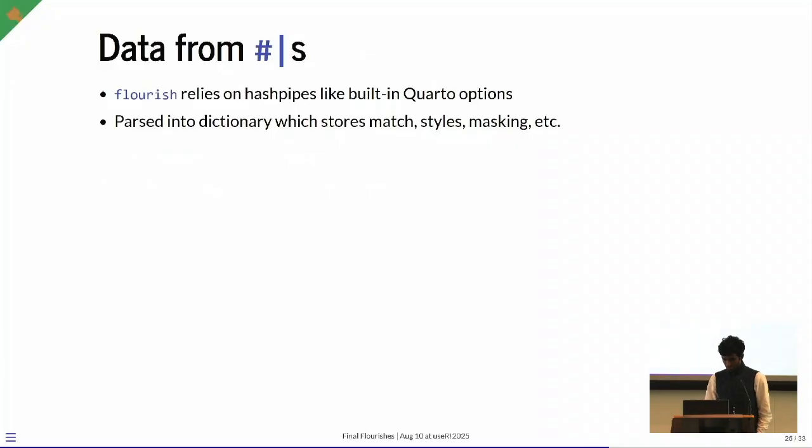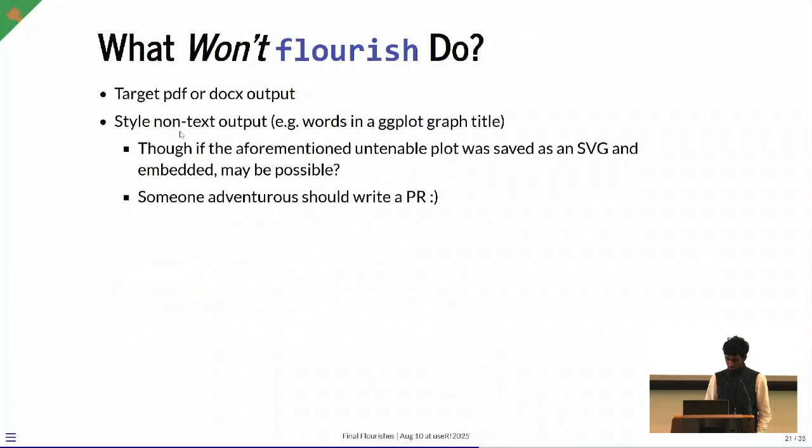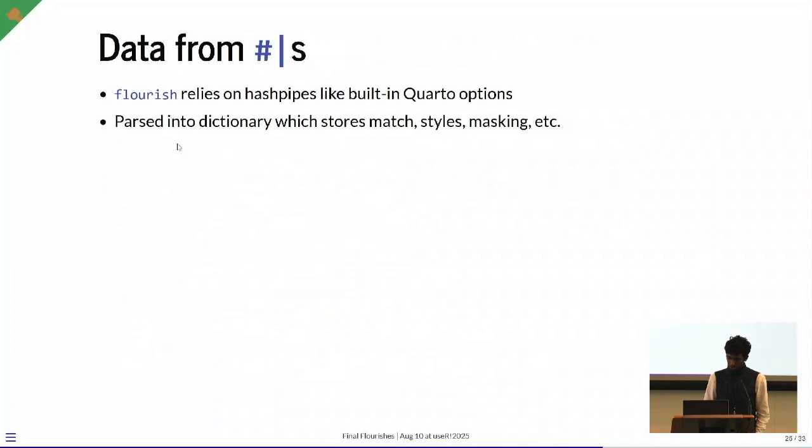The other big thing is that Flourish relies on hash pipes, just like a lot of built-in Quarto stuff. Parsing the hash pipes was interesting. We had to do that in JavaScript, and we parsed it into a dictionary that had all of our information. We'd have a sort of array of what kind of target it is: is it normal, or a fixed match, or is it regex? Are there any styles that the user specified? Did they want to mask anything? Once we process this YAML, which is basically just a dictionary, in the JavaScript, we get something back, and we build a regex expression from that, and we use that.